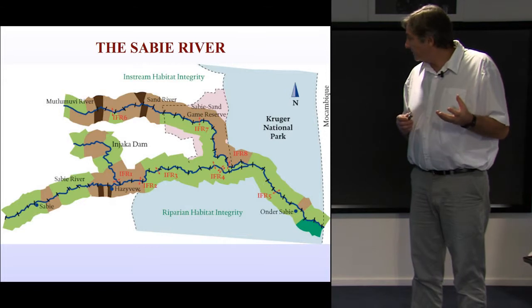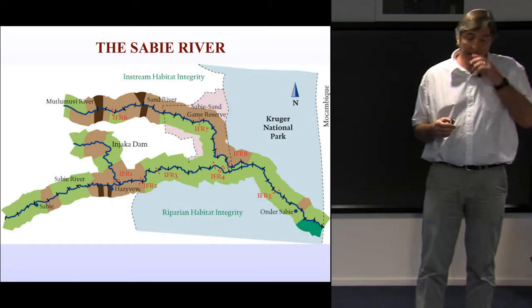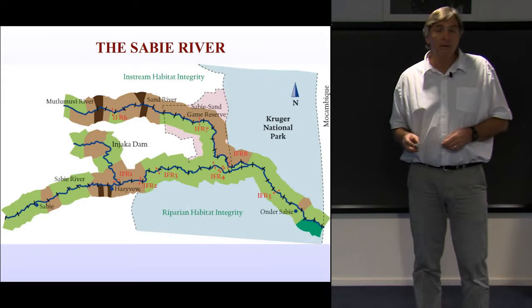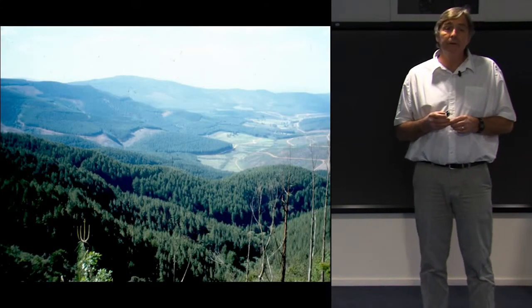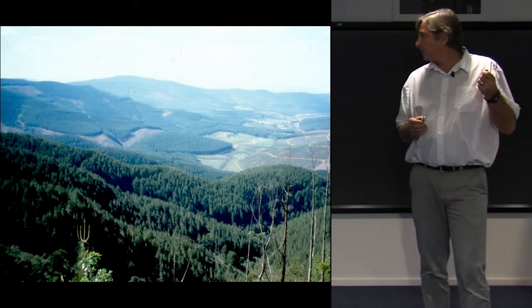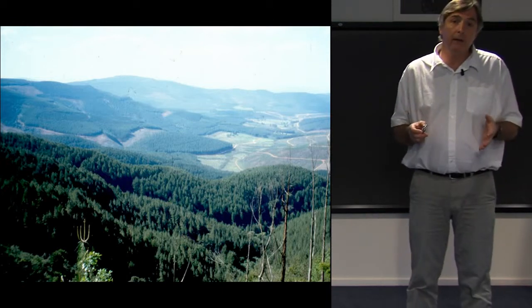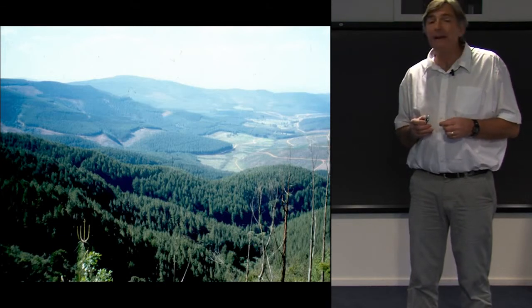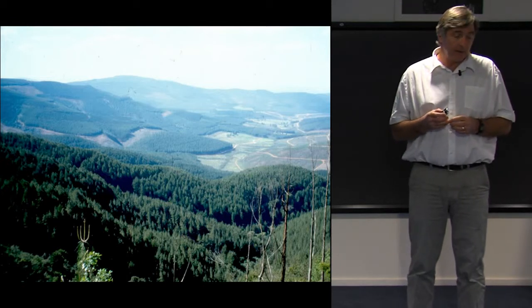The light green is modified to a slight extent, the light brown to a moderate extent, and the dark brown are areas outside the park which have been quite heavily modified. In the upper reaches of the catchment, there's been very extensive replacement of natural grassland with fast-growing commercial forestry crops, pine and eucalypts, and about 80% of the upper catchment is now covered in these commercial forestry projects.